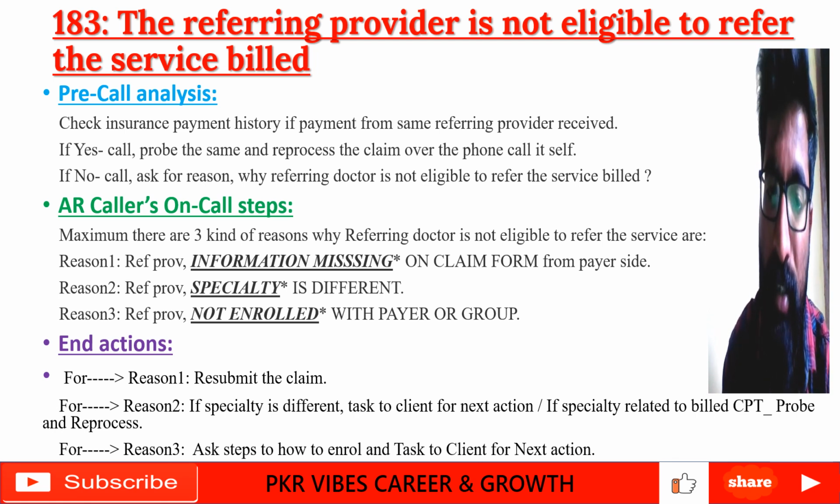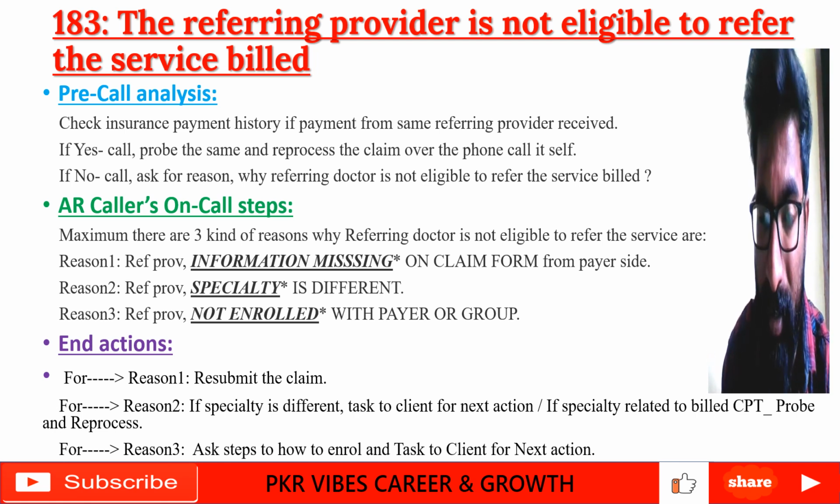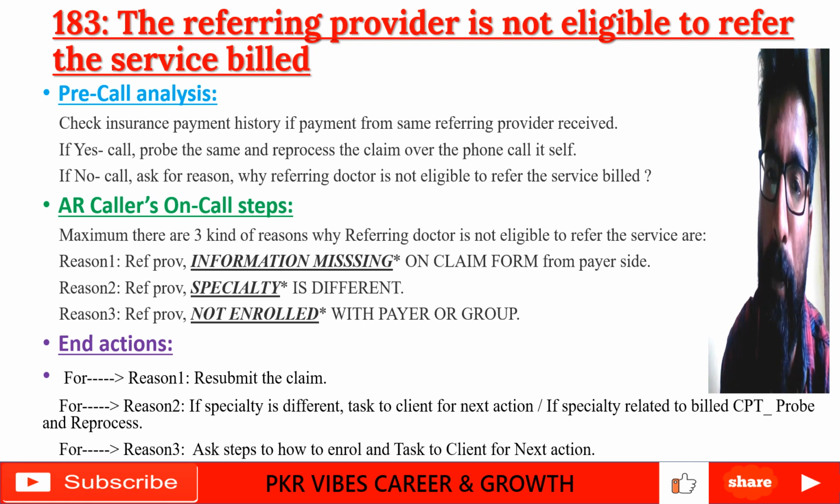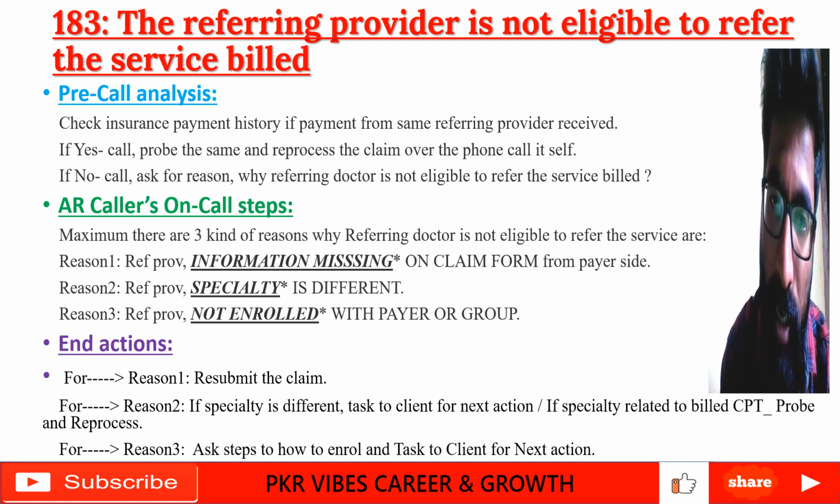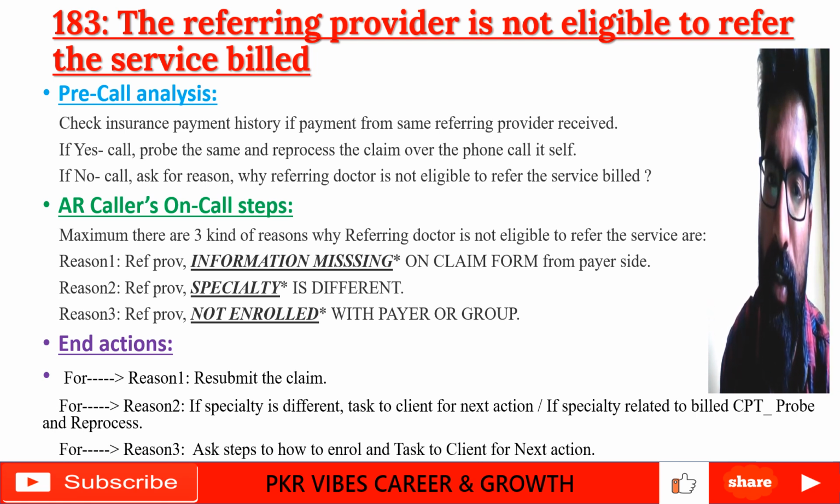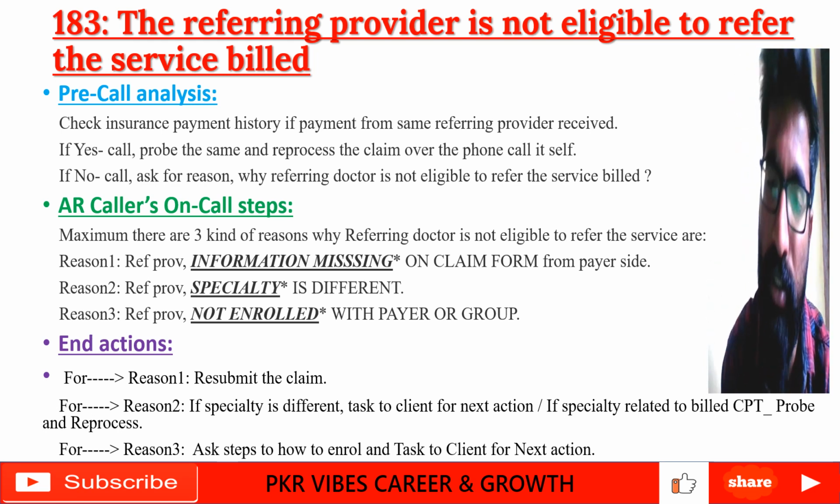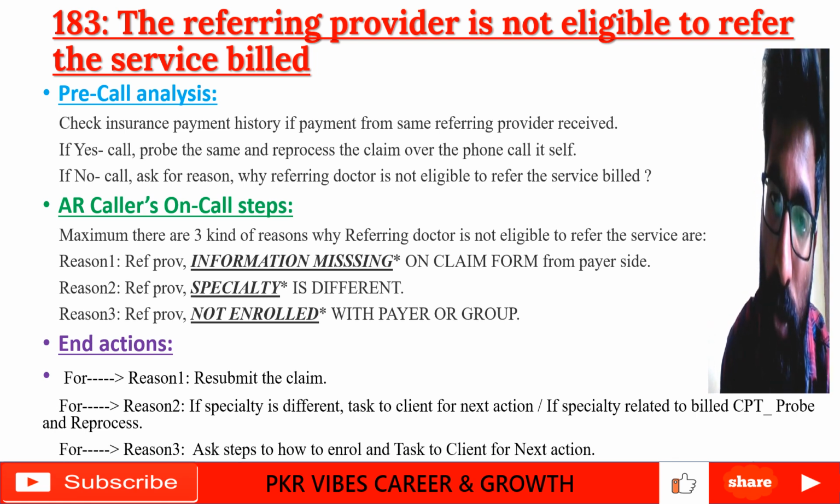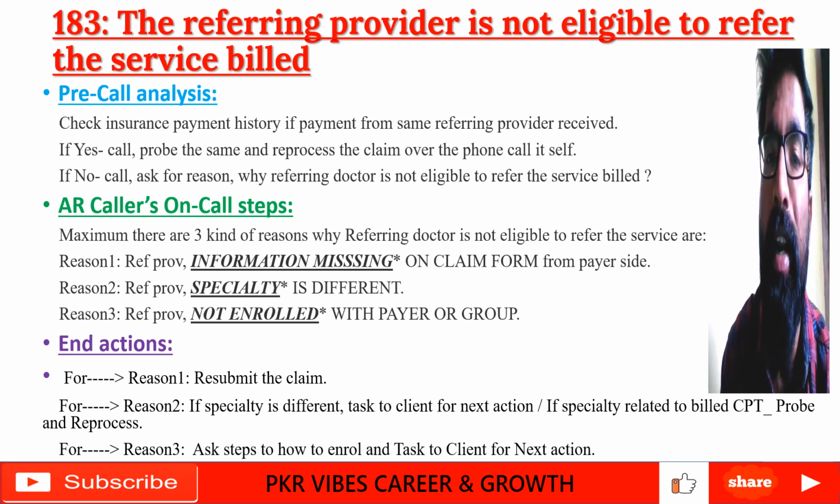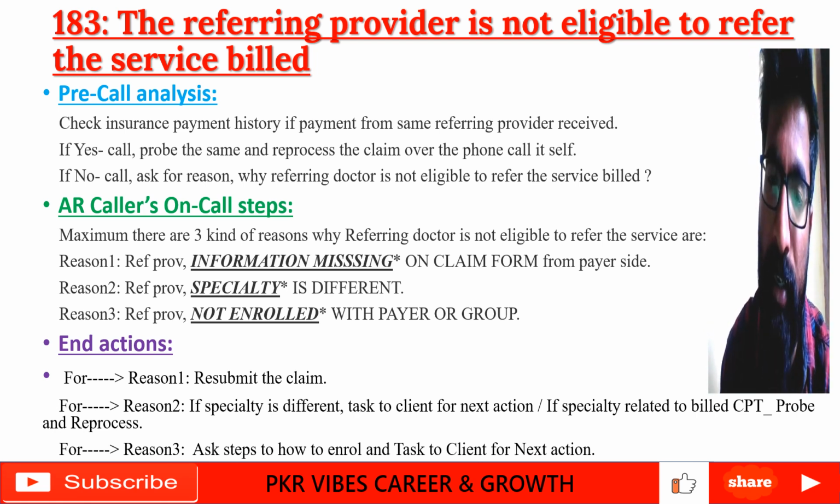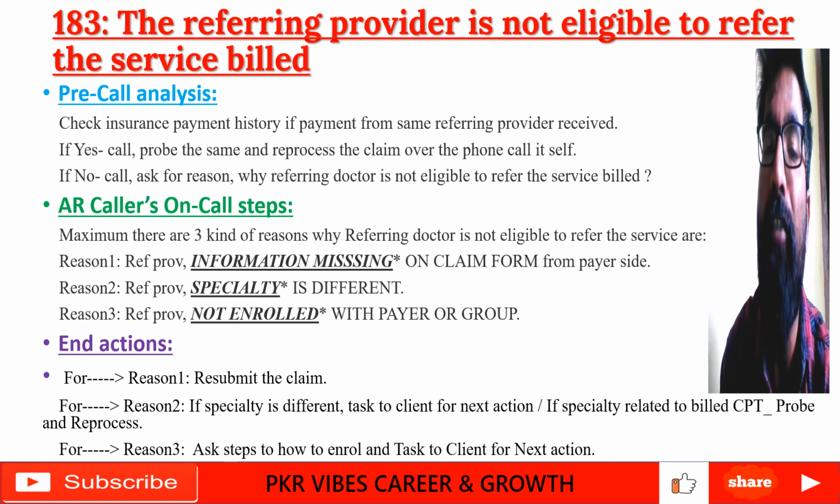The reason, one I given, is the referring provider information is mismatching on a claim form from the payer side. For example, if you are submitting an electronic claim to the insurance, that electronic claim should pass through your internal clearinghouse and at the same time the payer-side external clearinghouse. If it is processed through these two clearinghouses, only then will it enter the payer's claims processing department. So there might be a glitch from your side or the payer side. In that way, there might be chances of the information mismatching.